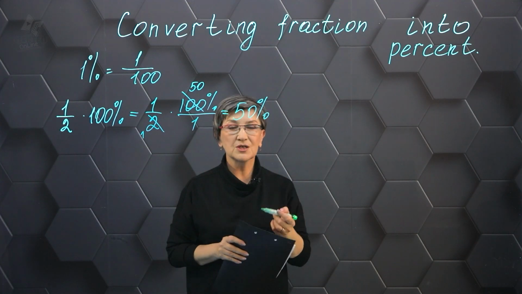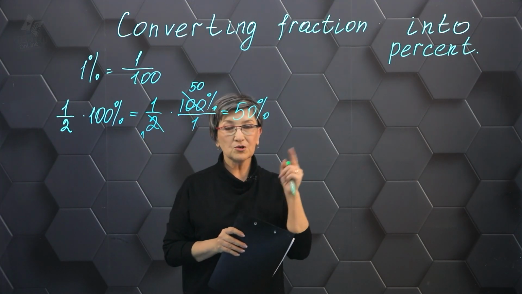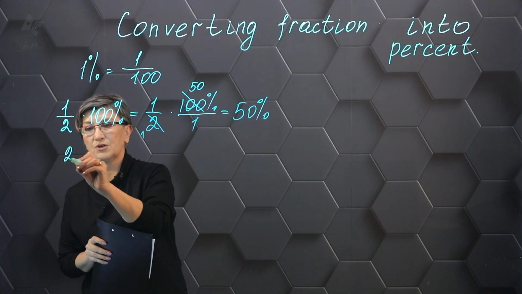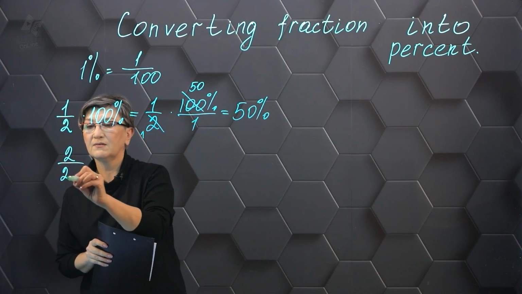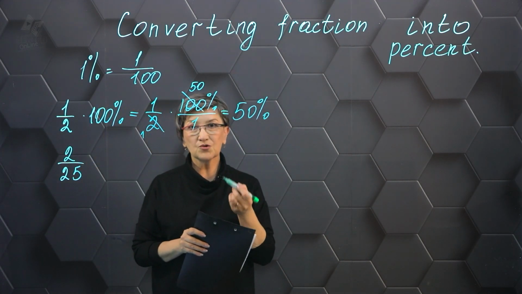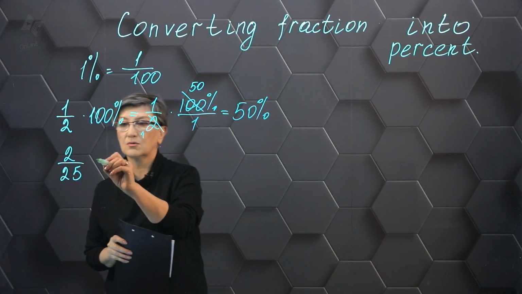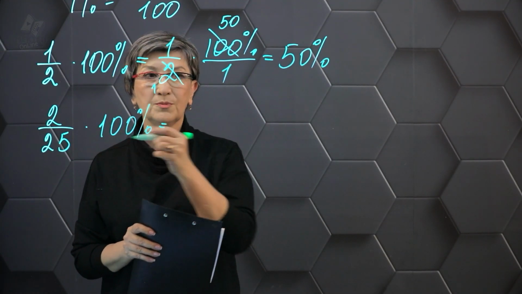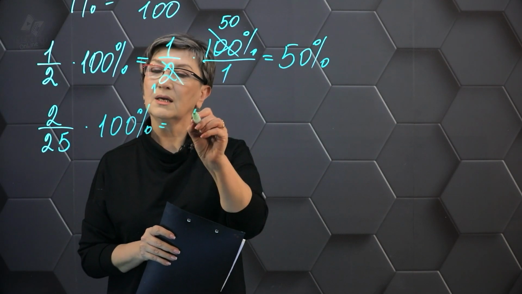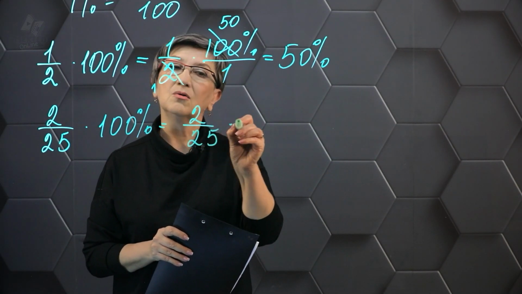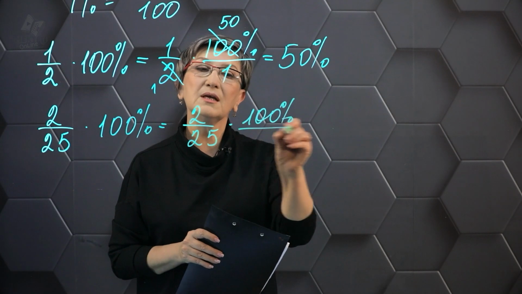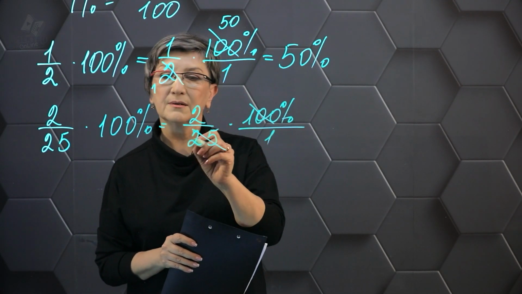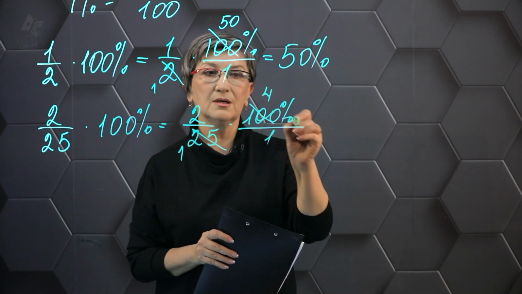This method can also be used to write any fractional number as a percent. And a few more examples. Let's look at the following example, and this is 2/25. I want to write this fraction as a percent. What do I do? I just multiply by 100%. Then, by the rule of multiplying a fractional number by a number, I have to write 2/25 times 100 percent and put a 1 in there. When I reduce these numbers, I get 1 and 4, and then 2 times 4 is 8.